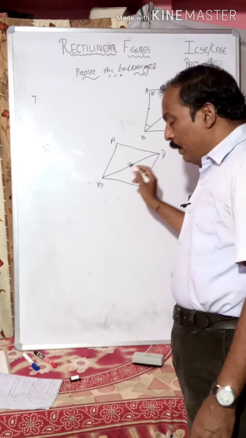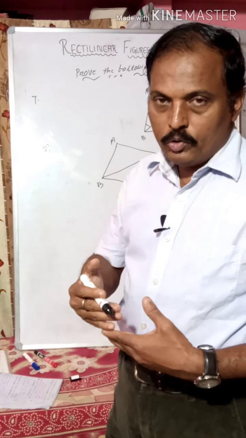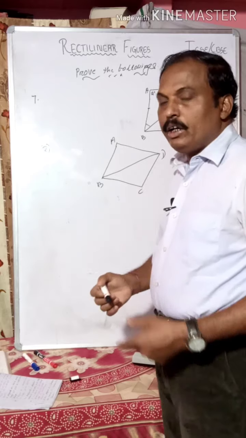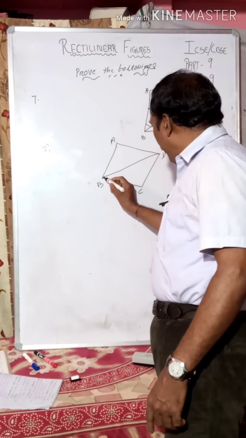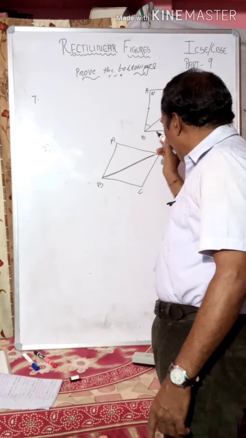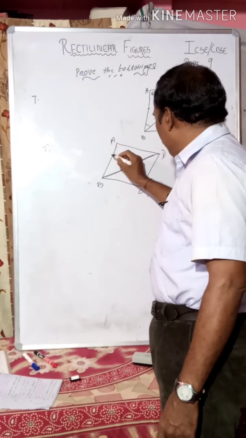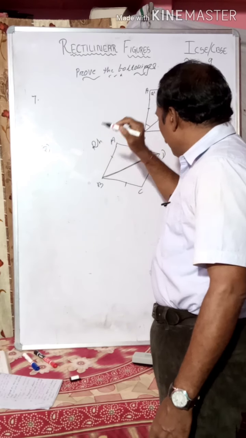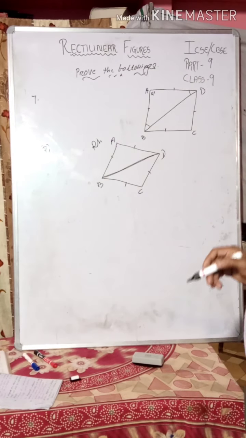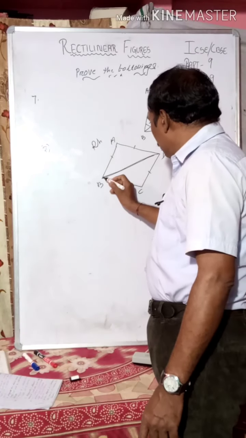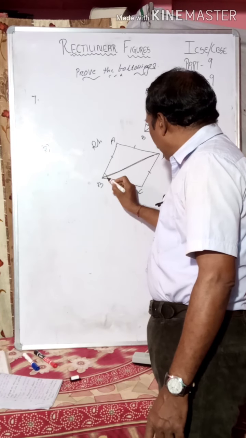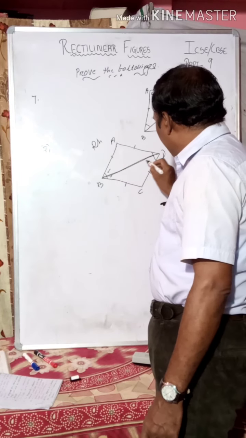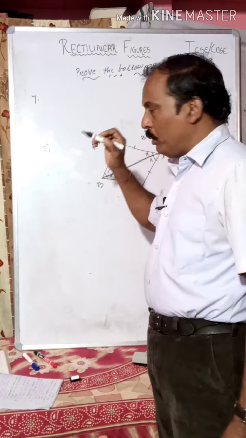Those B and D are vertices opposite to each other, and A and C are vertices opposite to each other. So the diagonal of a rhombus: this is a rhombus, all sides equal. As all sides are equal, we have to prove BD is the bisector of angle B and angle D. So this angle will be equal to this angle, this angle will be equal to this angle. We have to prove that. Nothing else.